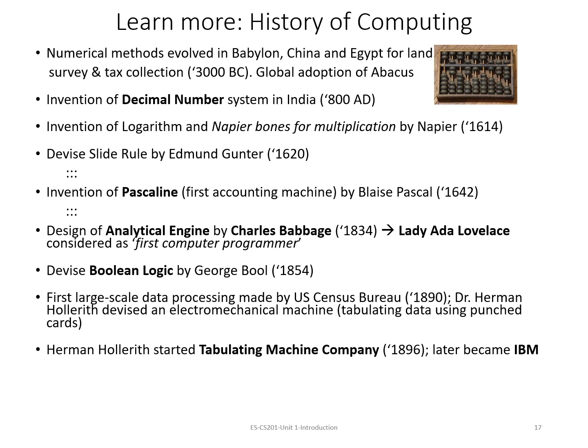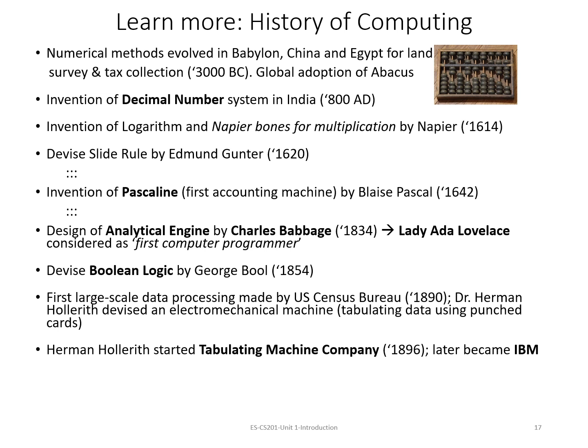Learn more, history of computing. Numerical methods evolved in Babylon, China, and Egypt for land survey and tax collection, 3000 BC. Global adoption of abacus for fast computing. Invention of decimal number system in India, 800 AD. Invention of logarithm and Napier bones for multiplication by Napier, 1614.